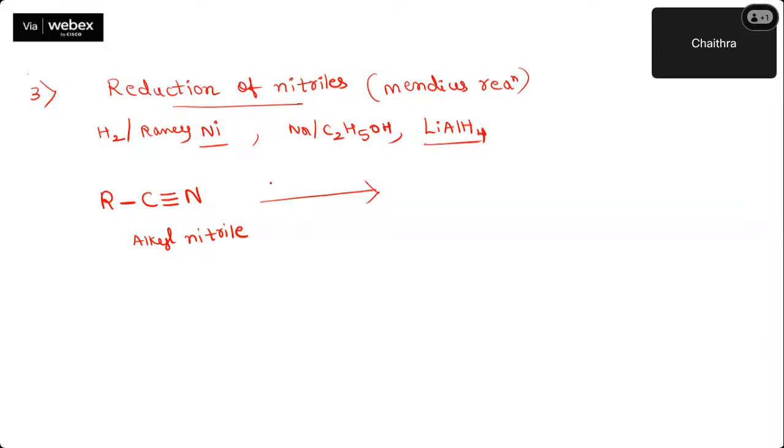On the arrow, you write any reducing agent you want. Either you can write lithium aluminum hydride, or sodium in ethanol, or hydrogen in the presence of a catalyst. Now you have a triple bond, with sigma and pi bonds, right? Which bond can you cleave easily? Pi bonds are weaker, right? So cleave this bond, add H and H here. Will the valency of carbon be satisfied? Okay, nitrogen satisfied.